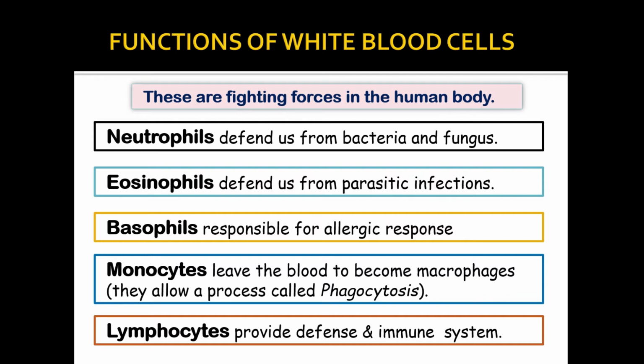Monocytes basically give rise to another type of cell, macrophages, which play a role in the phagocytosis of bacteria, foreign agents, chemicals or dead cells. And then we have lymphocytes. They provide defense and the immune system.